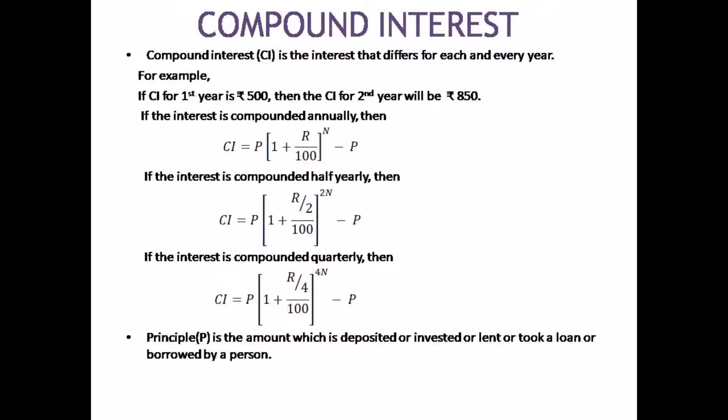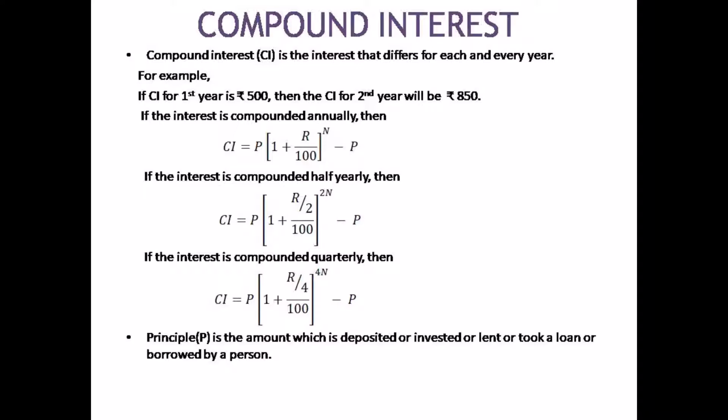Hi friends, today's topic is compound interest. In the previous topic, I have said that simple interest is the same for every year. But compound interest is the interest that differs for each and every year. For example, if CI for the first year is rupees 500, then the CI for the second year will be rupees 850.